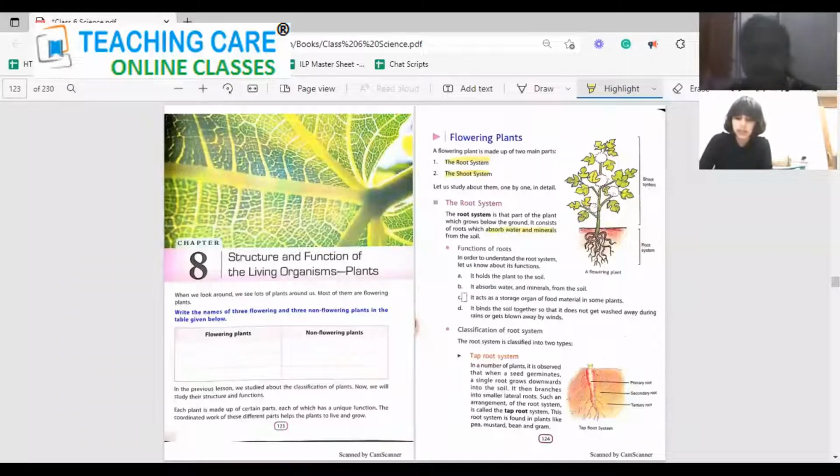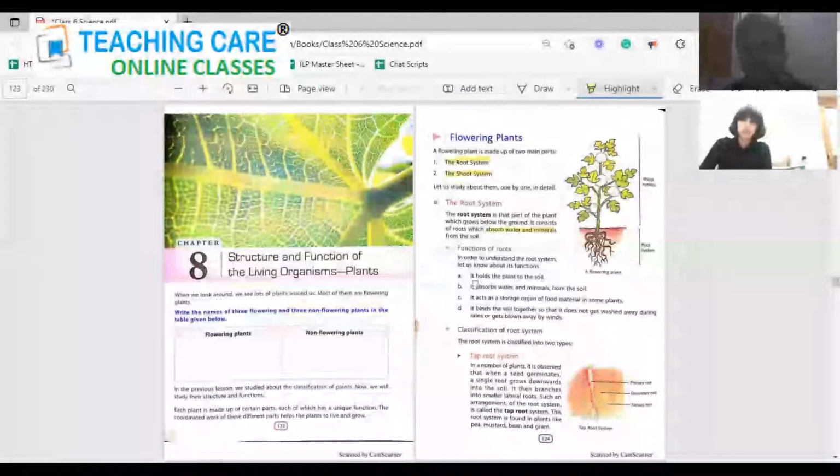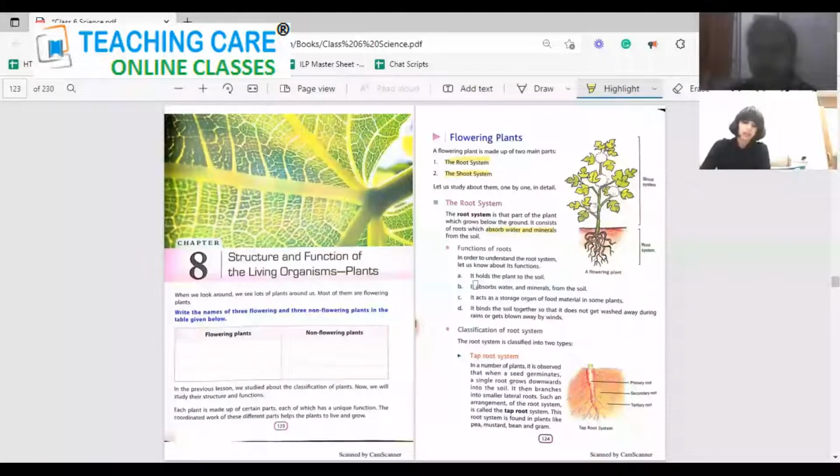Can you read out the functions of the root? What are the functions of the root? It holds the plant to the soil. It absorbs water and minerals from the soil. It acts as a storage organ of food material in some plants. It binds the soil together so that it does not get washed away during rain or blown away by the winds. So you read the 4 points, right? Can you summarize those?